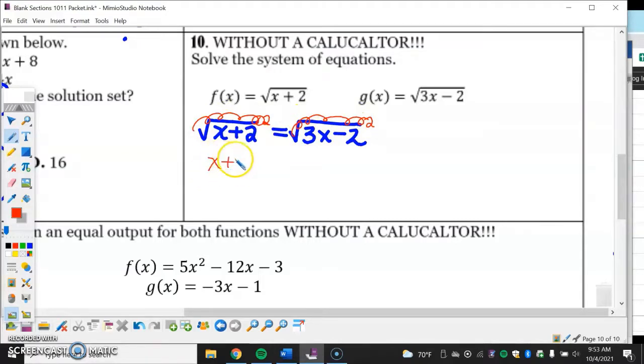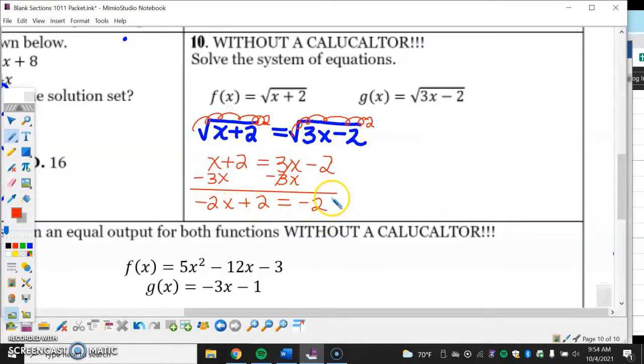And when you do that, it actually gets rid of the square root on both sides. So I have x plus 2 equals 3x minus 2. It makes sense that if the square root of this equals the square root of this, then those 2 things would have to be equal. Next step, to get x alone, I would want to try to get rid of having x's on both sides. I could do that a couple ways. One thing I could do is subtract 3x from both sides. And that gives me negative 2x plus 2 equals negative 2.